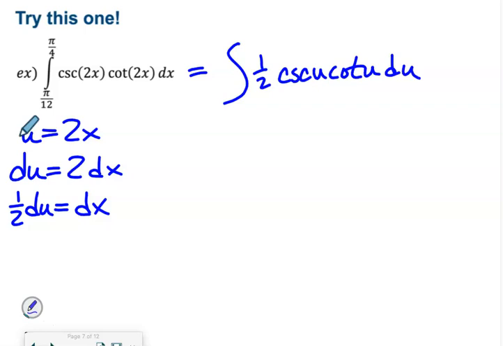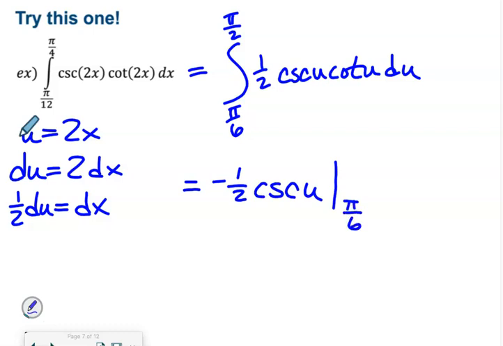All right, we have to convert the limits. If x is pi/12, u is 2 times that, so u is pi/6. And if x is pi/4, u is pi/2. Now we have to think, what function has the derivative of cosecant cotangent? Negative cosecant. So this becomes negative 1/2 cosecant u from pi/6 to pi/2.